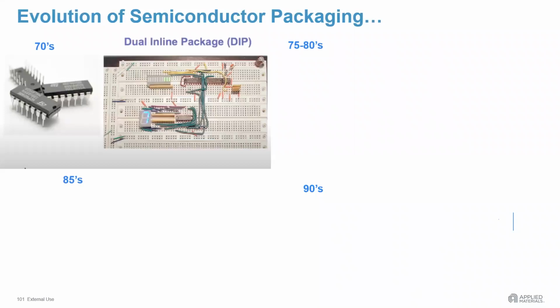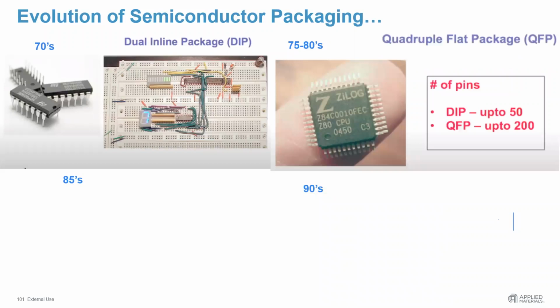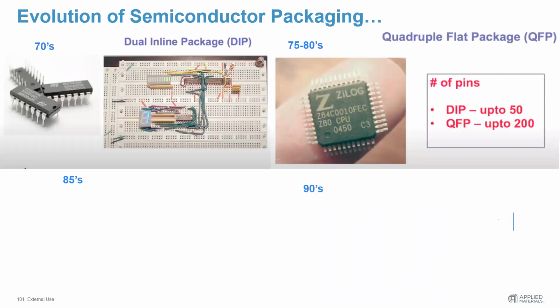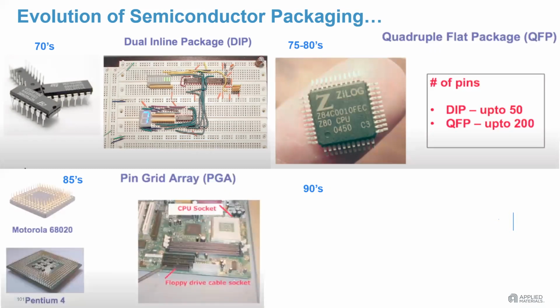So the dual inline package actually had to evolve, and it evolved to what was called the QFP. And you may remember these sorts of CPUs and processors on the original Tandy TRS-80, and this was a quad flat package. So the dual inline package, or DIP, gave way to QFPs, which were capable of supporting up to 200 IOs. And then in the mid-80s came the PGA.